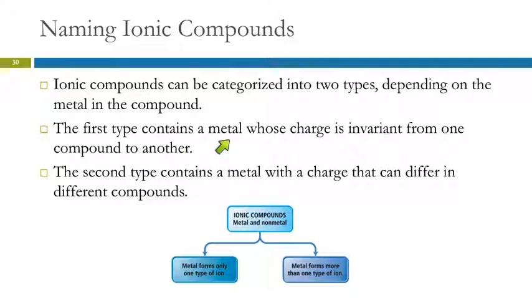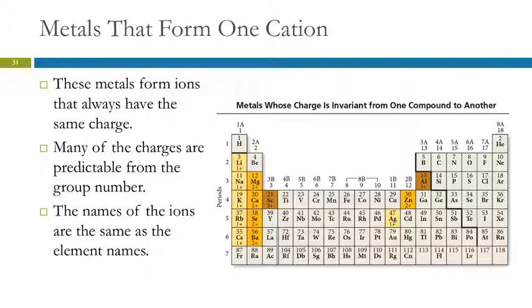The first type is metals whose charge is always the same, and that's the ones we've talked about so far, group 1A, 2A, and 3A. They always have the same charge, and we can predict what it is from the periodic table. The second type of ionic compound has a metal with a charge that can be different depending on what compound it's in, and these are mostly the transition metals. So these are the elements, the metals that form only one type of ion. They're the group 1A, the group 2A, group 3A, aluminum, and then zinc and silver. Scandium is also in here, but that is so unusual that we're just going to kind of overlook that one.